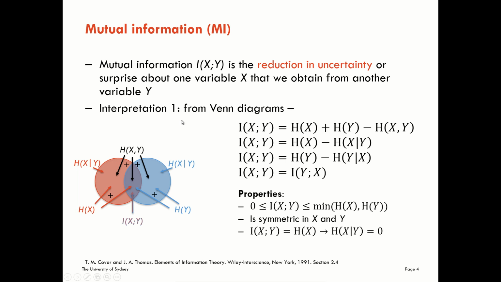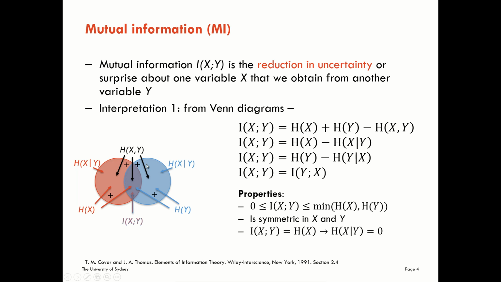Mathematically then, we can write it down as follows. You can understand all of these equations from the diagram here. We can write down that we sum the marginal entropies and take away the joint entropy, and what's left is this piece in the middle. We can think about starting with the uncertainty in x and then taking away the uncertainty that's left in x after we know y, again leaving this piece in the middle here.